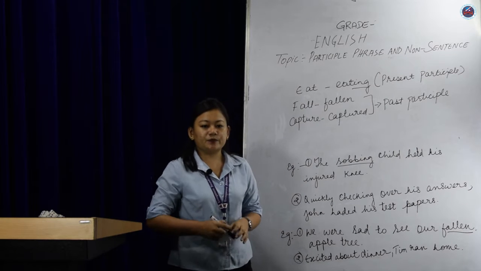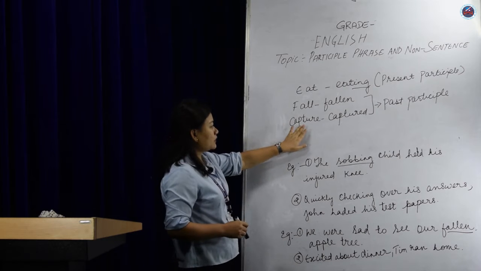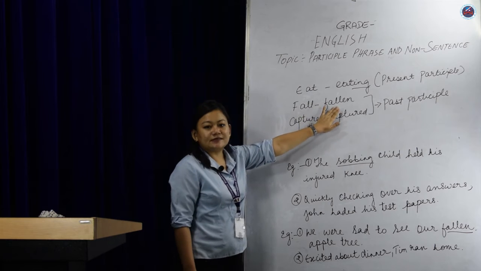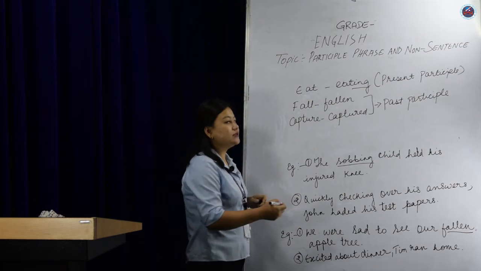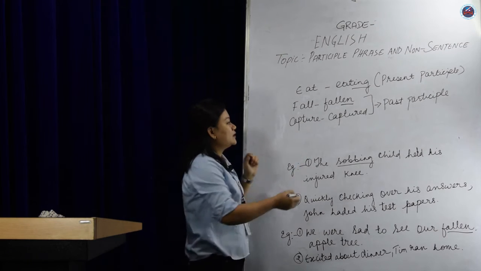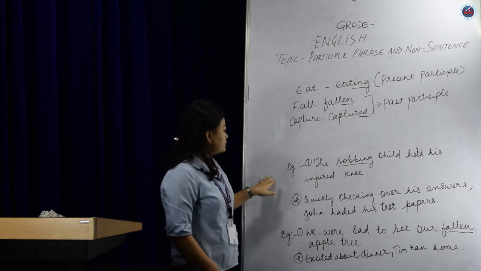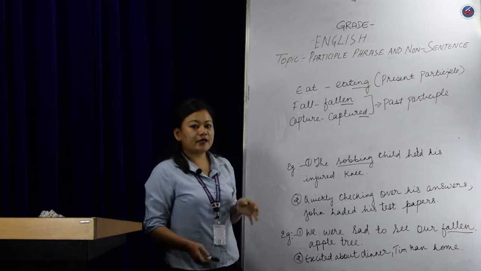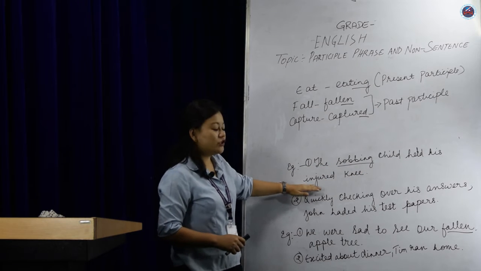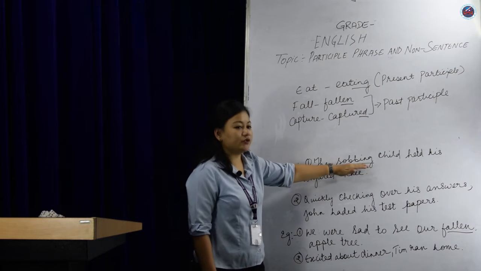Likewise, a past participle will end in ed or en. Examples: fall, fallen; capture, captured. So here, fallen is the past participle since it ends with en, and captured is the past participle since it has ed at the end of the word. So now, the example for present participles is: the sobbing child held his injured knee. Here, sobbing is the present participle since it ends with ing.